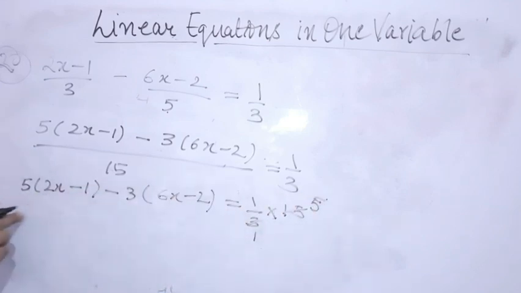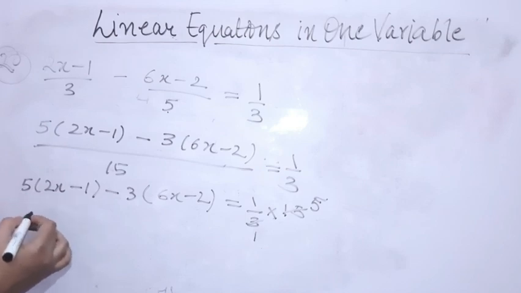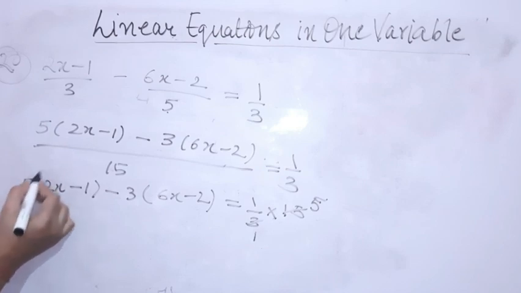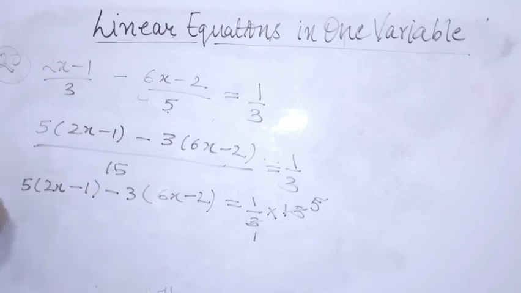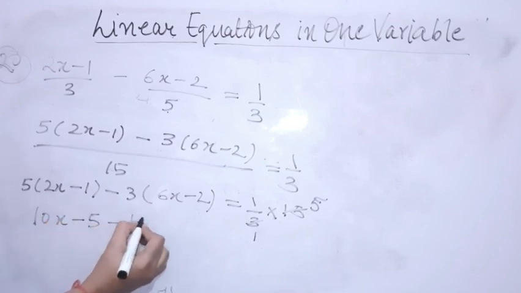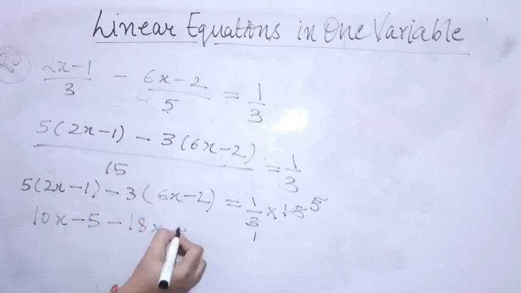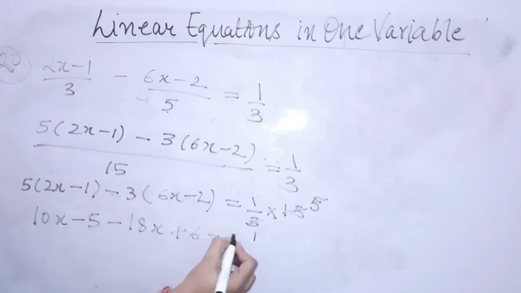Now we have to multiply this. As you have studied in the algebraic expression, this term will be multiplied by both the terms given in the bracket. So 5 twos are 10, 10x minus 5, 3 sixes are 18 and 3 twos are 6, is equal to 5. Only 5 is remaining on the right hand side.